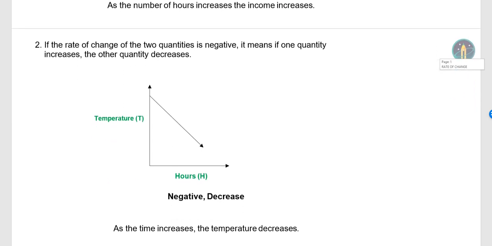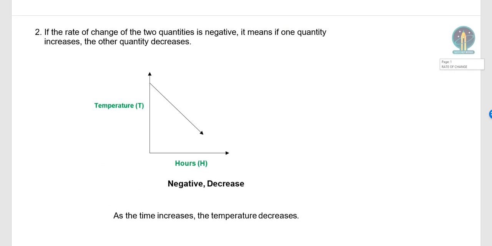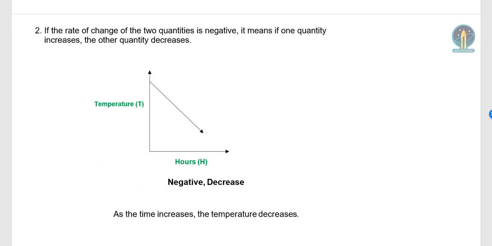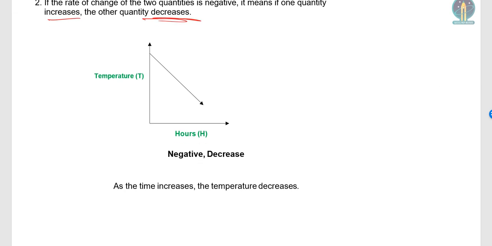Another way that we can have a rate of change is if it turns out to be a negative rate of change. If it is negative, it means that when one quantity increases, the other quantity decreases. So there's like an inverse relationship between the two quantities. For example, we can have something like temperature versus hours. You can think of this as the temperature during the day. As the day progresses, as you go further into the night, the temperature decreases. So this is an example of a negative rate of change.